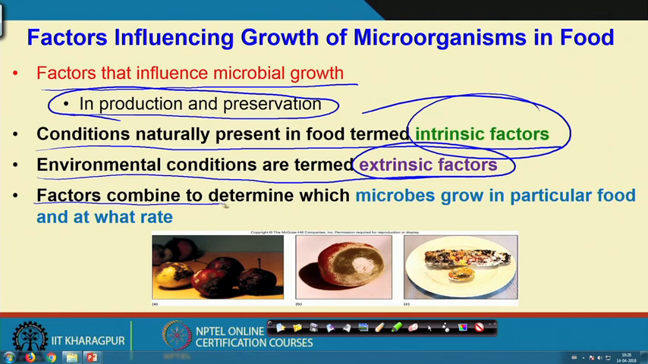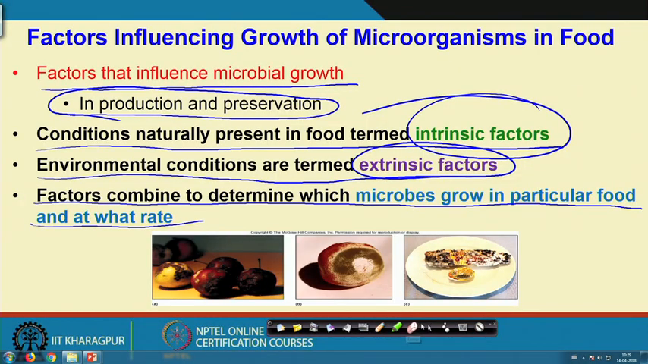And these factors combine to determine which microbes grow in a particular food and at what rate. So, the combination of intrinsic and extrinsic factors may also decide which microorganisms will grow under what conditions, right? Which microorganisms will grow in which food will depend on the food and the environment together, right? So, we will discuss these today. Maybe if time does not permit, we will carry forward to the next class or subsequent classes as and when required, right.